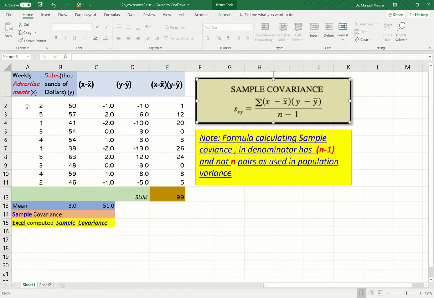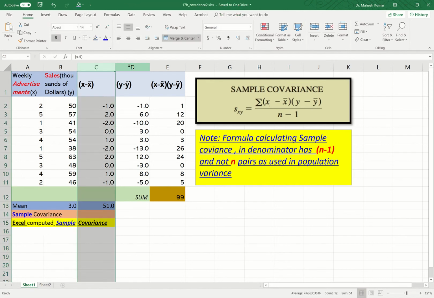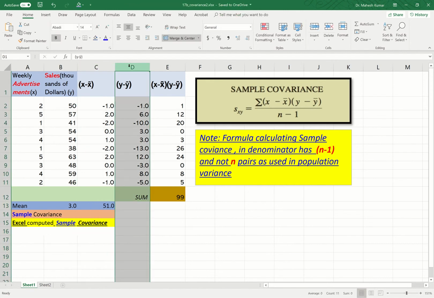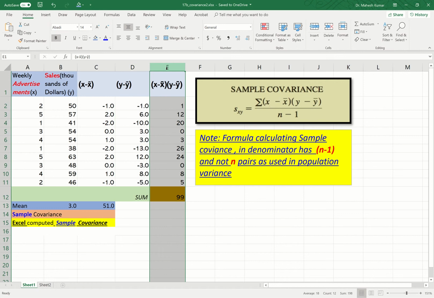For example, here we have compared advertisement and the sales, and there are 10 observations here, so n minus 1 would mean 9 here, right? So let us calculate. In the previous video tutorial we learned how to compute x minus x bar, which is given in column C, and then we computed y minus y bar, which is in column D, and then we multiplied x minus x bar with y minus y bar, which is given in column E.